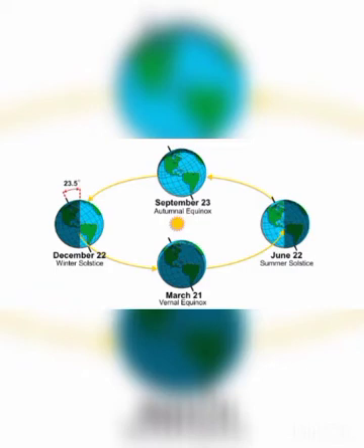So, the northern hemisphere receives more direct sunlight and it has longer days and shorter nights. Thus, the northern hemisphere experiences summer. On the other hand, the southern hemisphere has winter. Can you understand?